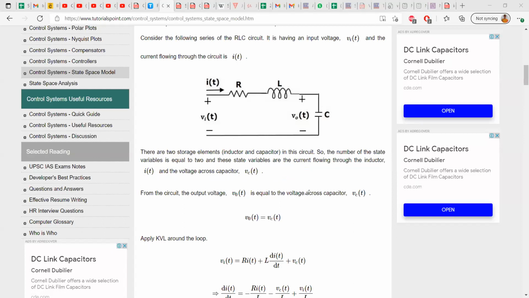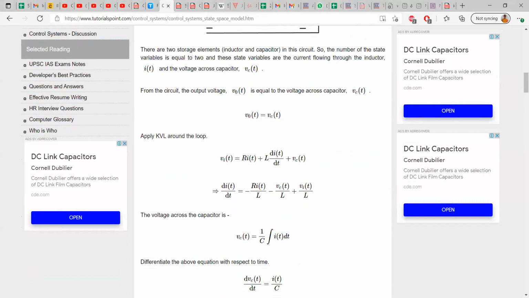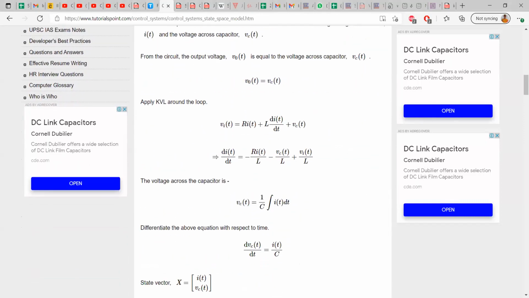What is voltage across the capacitor? Voltage across the capacitor is nothing but the output voltage in this circuit. After applying KVL for this circuit, we are getting this equation. After simplification, okay, right.